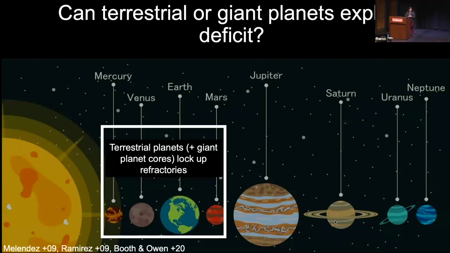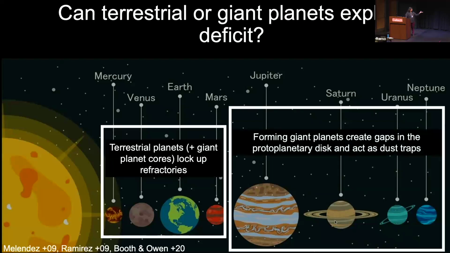Theorists have since deconstructed this and calculated the amount of material needed to make up that deficit, and it far exceeds the amount of terrestrial planet mass we have in our solar system, but nevertheless, we can keep this in mind. And so perhaps a more updated theory from Booth and Owen in 2020 was that it's not the terrestrial planets, it's the giant planets. As the solar system is forming, giant planets are carving out gaps in the disk, and these gaps are acting as dust traps. So they're pushing all of the refractory enriched dust beyond their orbits such that the sun can no longer accrete it, and that is what is explaining this deficit that we see.